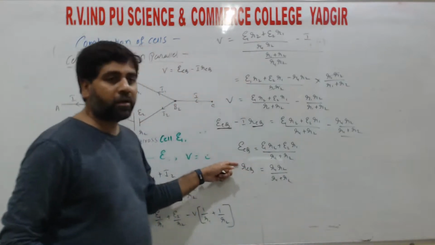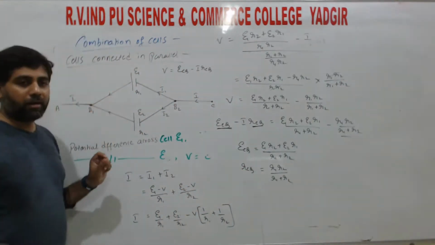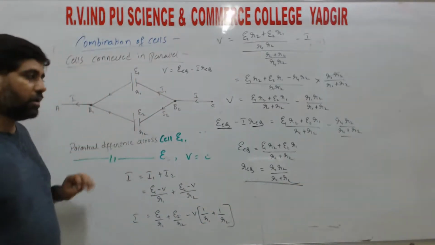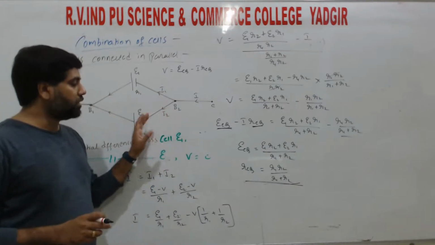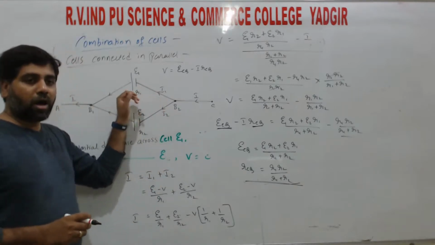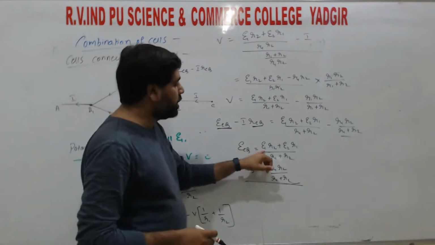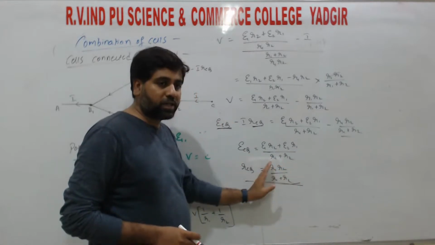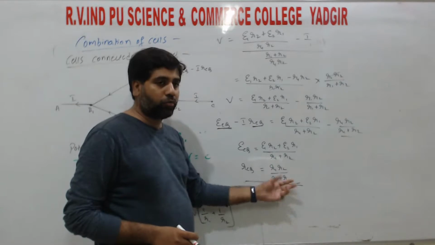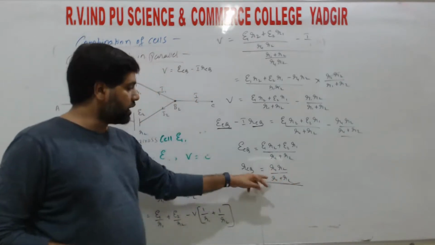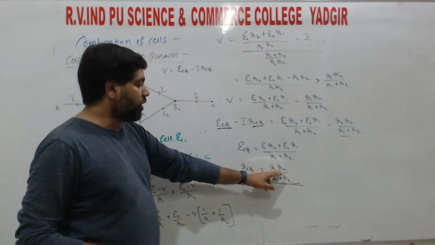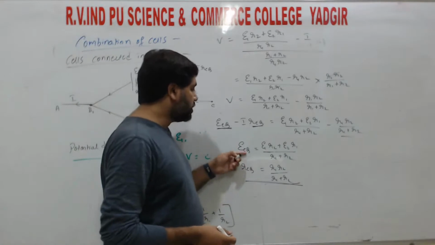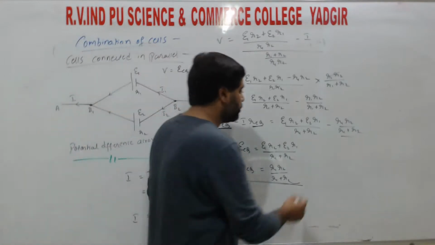So this is the final expression when two cells are connected in parallel. When two cells are connected in series, we can directly get E1 plus E2 and R1 plus R2. But here in parallel, we get E1 R2 and E2 R1, and the two resistors are in parallel, 1 by R1 plus 1 by R2. We can write this also like that. If we take the reciprocal, LCM and simplify, we get R1 R2 divided by R1 plus R2.